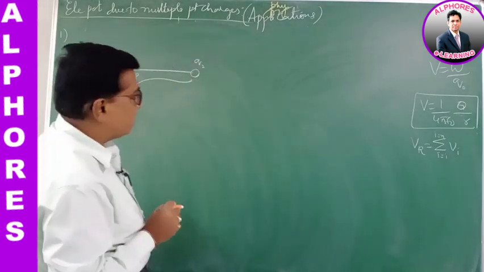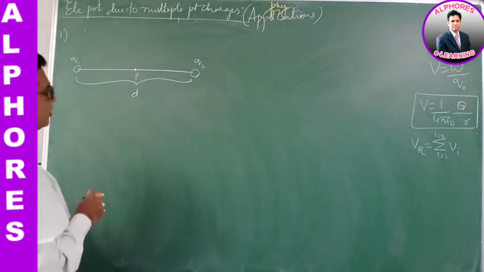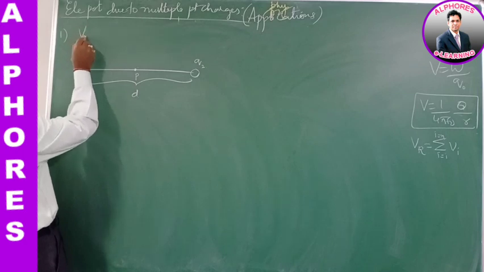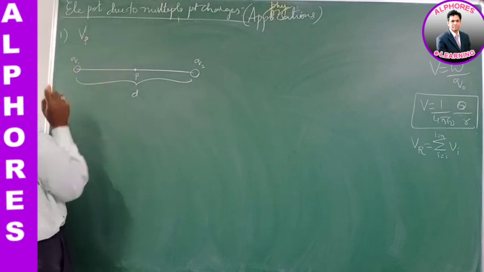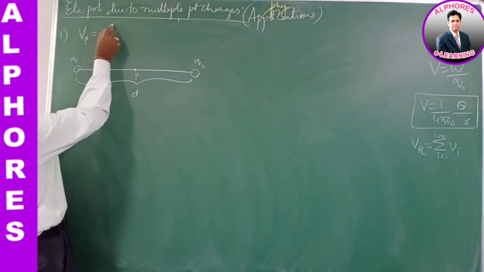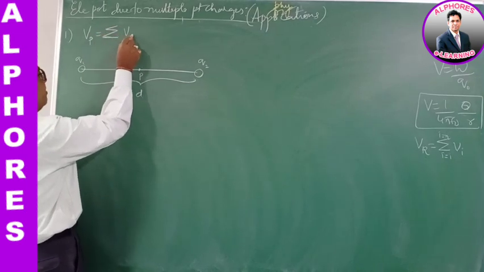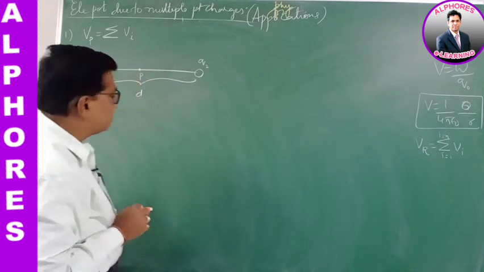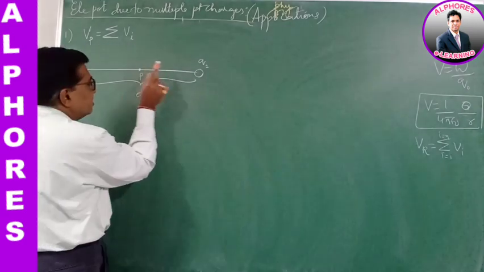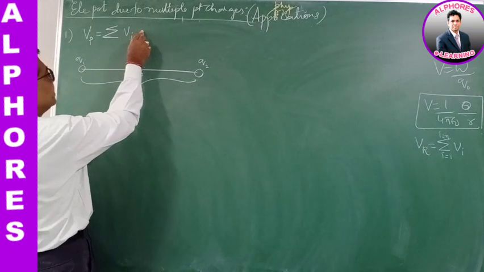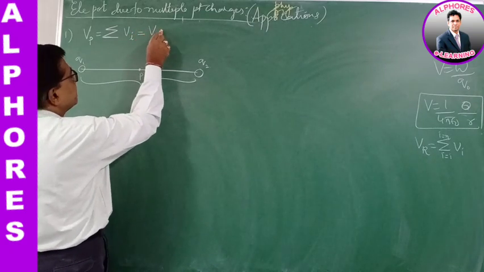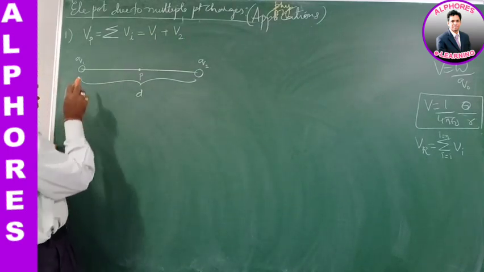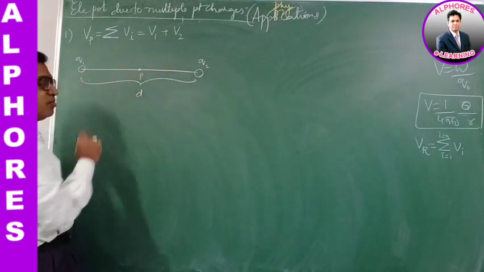Now, what is the method? How do we have to proceed? Whenever you are asked to find the total potential, the resultant potential at point P, the resultant potential at point P is the algebraic sum of all the individual potentials. So here there are only two charges, so it is nothing but the potential due to the first charge plus the potential due to the second charge.